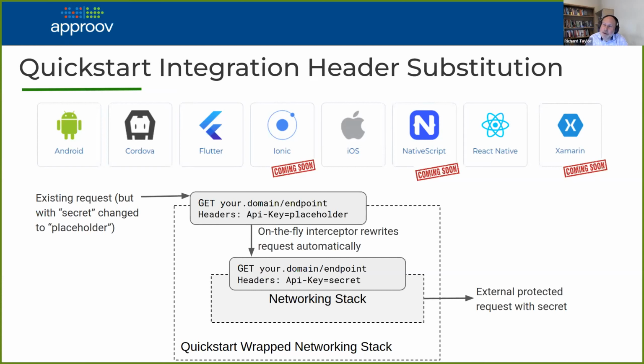So the sort of approach that we take is that we try and make this as simple as possible by providing a networking stack that has exactly the same interface as the standard networking stack, except that it adds this Approve and secrets capability, and also adds this connection trusting.